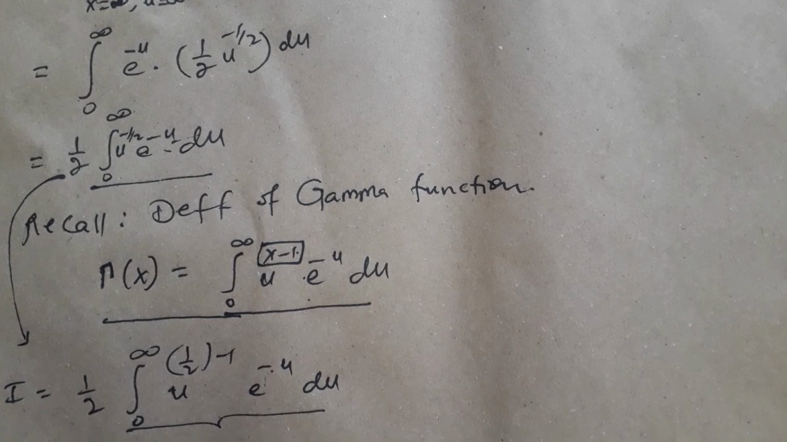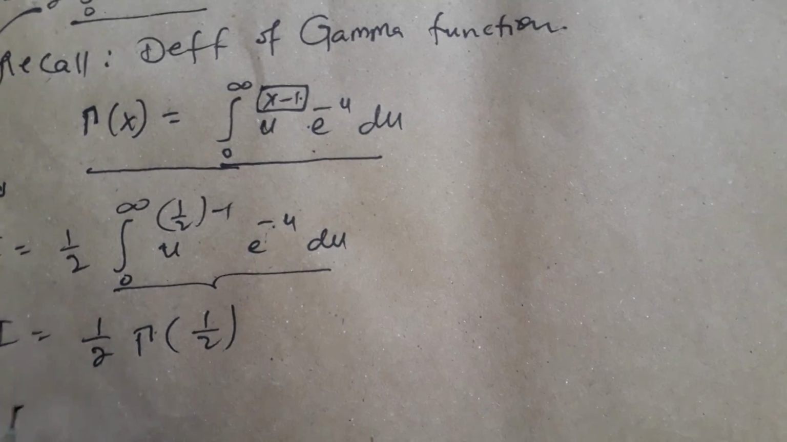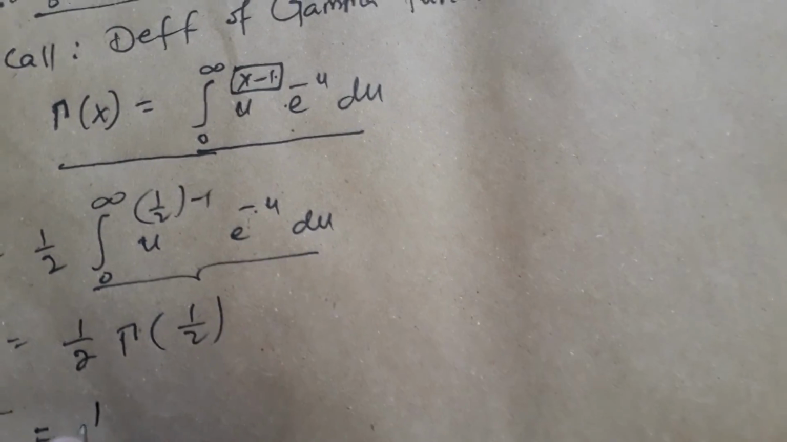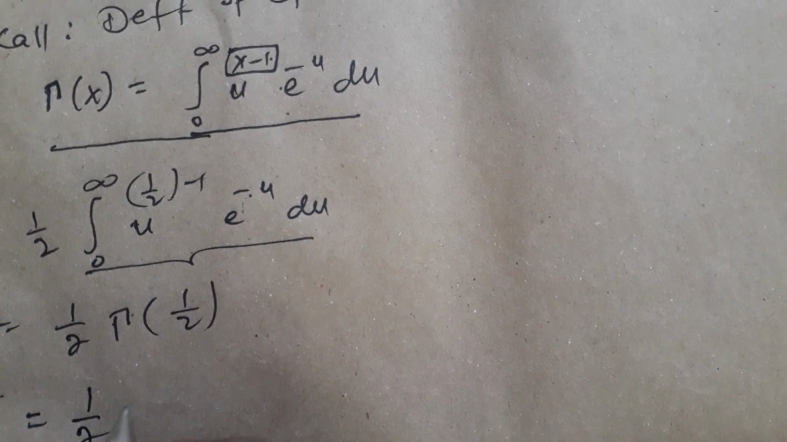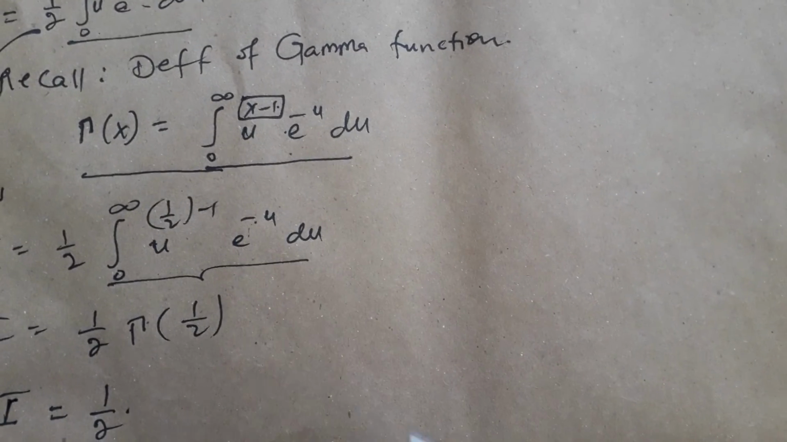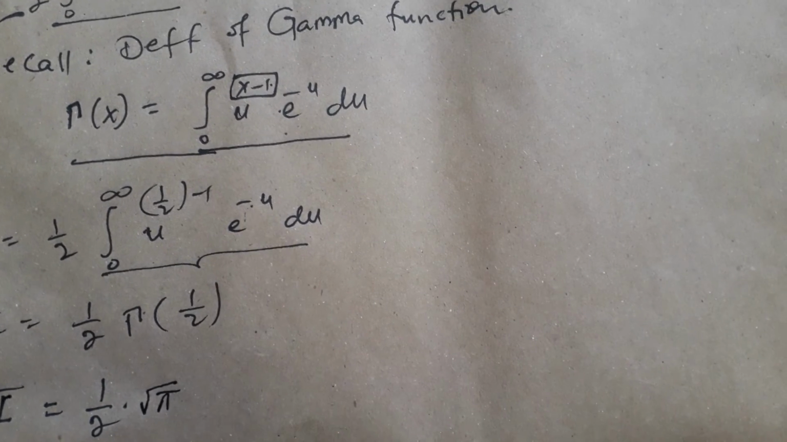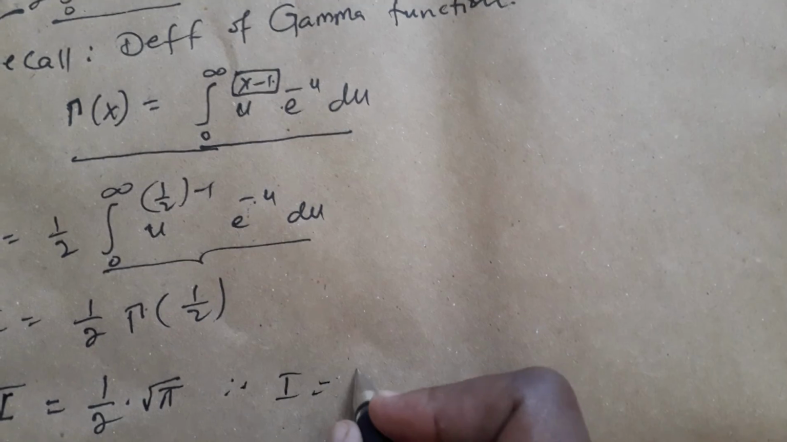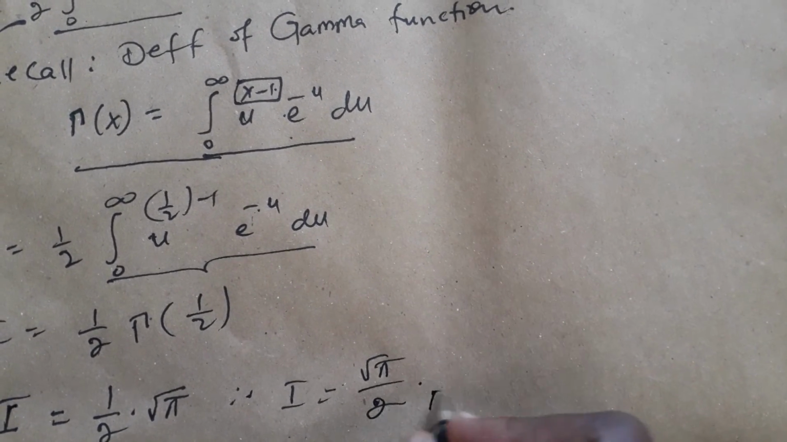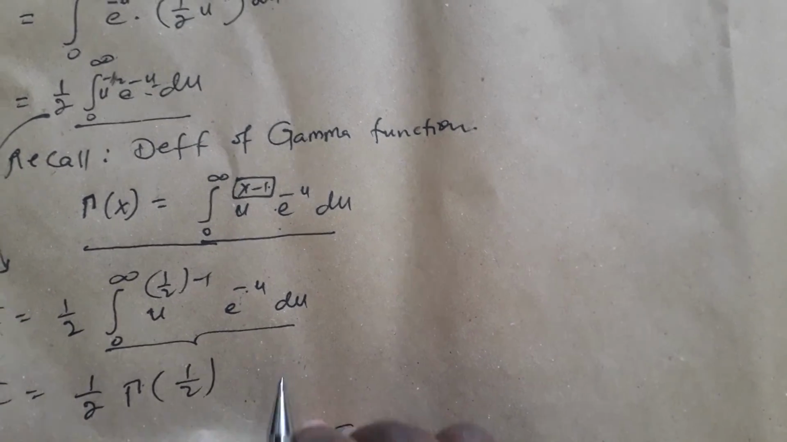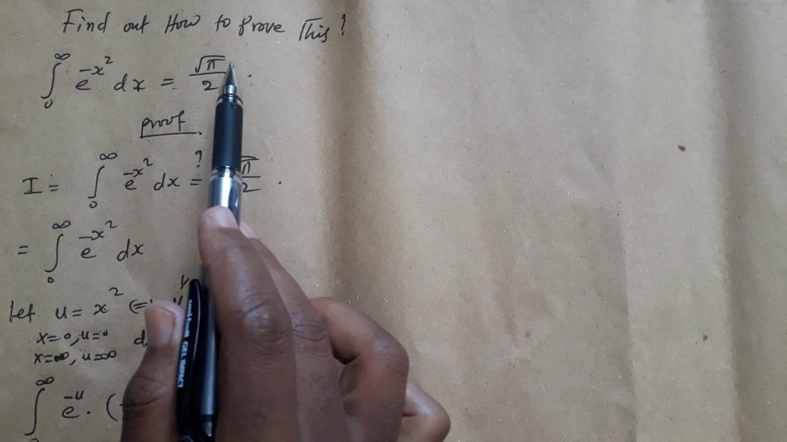Then we know that I equals half gamma of half, and gamma of half equals the square root of pi. Therefore our integral is equal to the square root of pi over 2, and we are done. So our integral today, I equals the integral from 0 to infinity of e to the minus x squared dx, is equal to root pi over 2. Yes, we have just shown that.